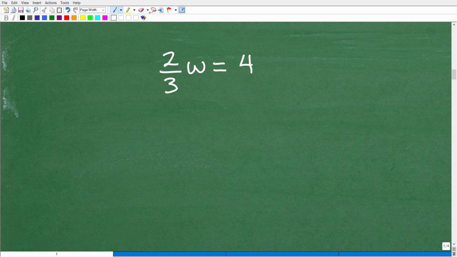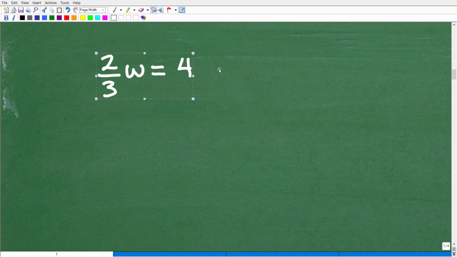All right, so how about something like this? 2/3 W is equal to 4. So I'm going to scoot this guy over, and let's take a look at something like this. How about W over 3 is equal to 4? So this is division. Okay, so we've done multiplication, we've done addition, we've done subtraction. So this might be confusing, like, well, what do I do? I have division, all right?